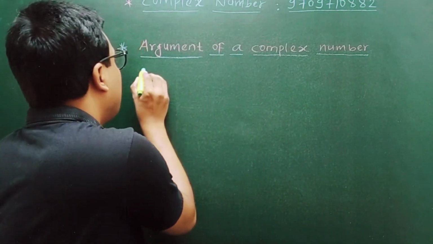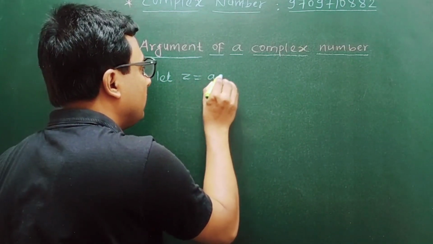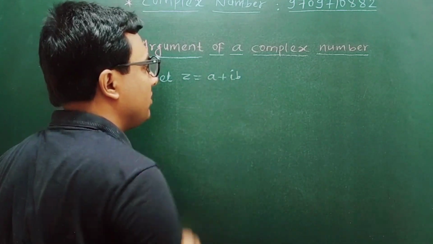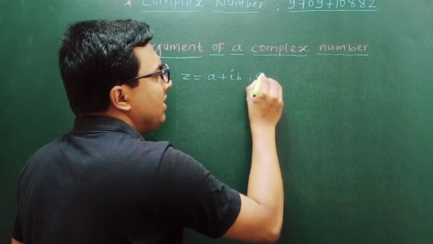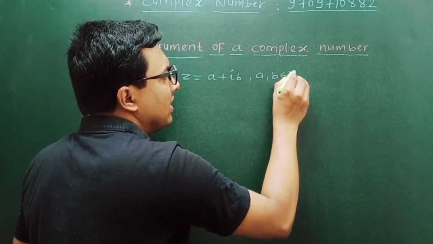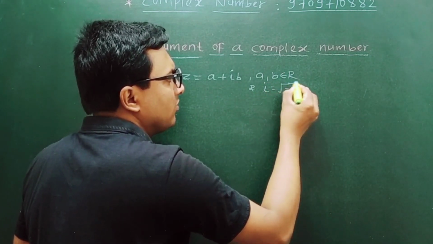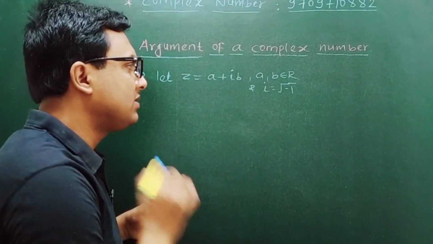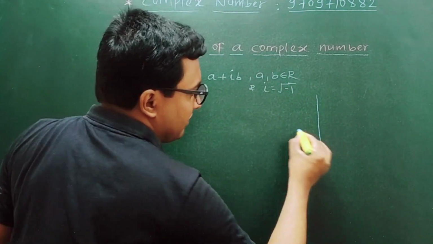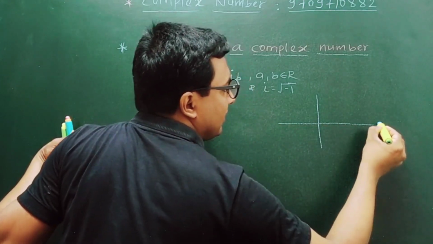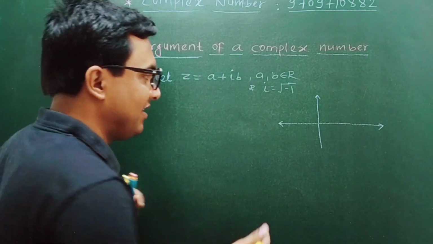See here, let z is equal to a plus iota b, where a, b belong to the real numbers R and iota is equal to root under minus 1. Clear? We represent this complex number in the xy plane, which is given the special name Argand plane or complex plane.